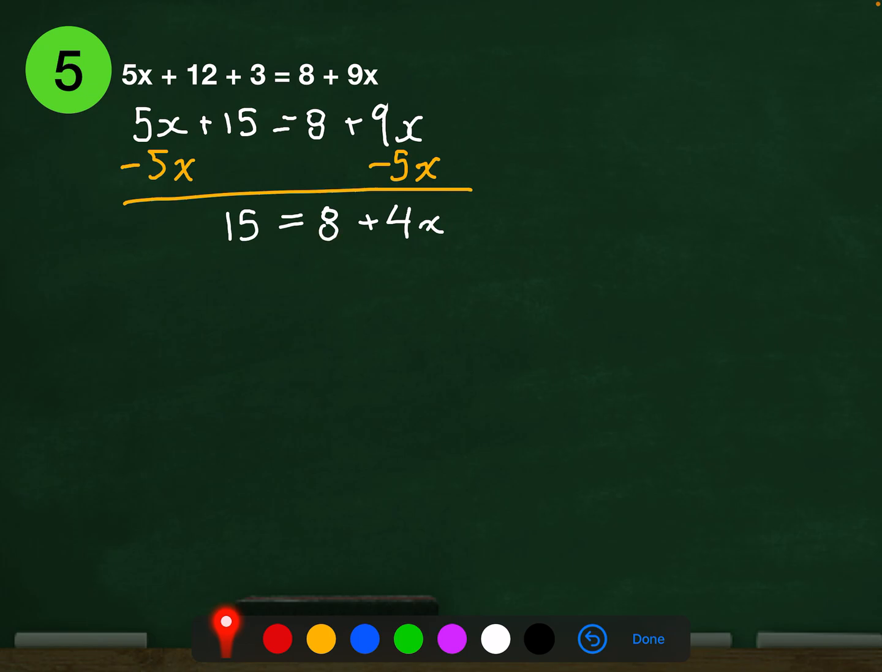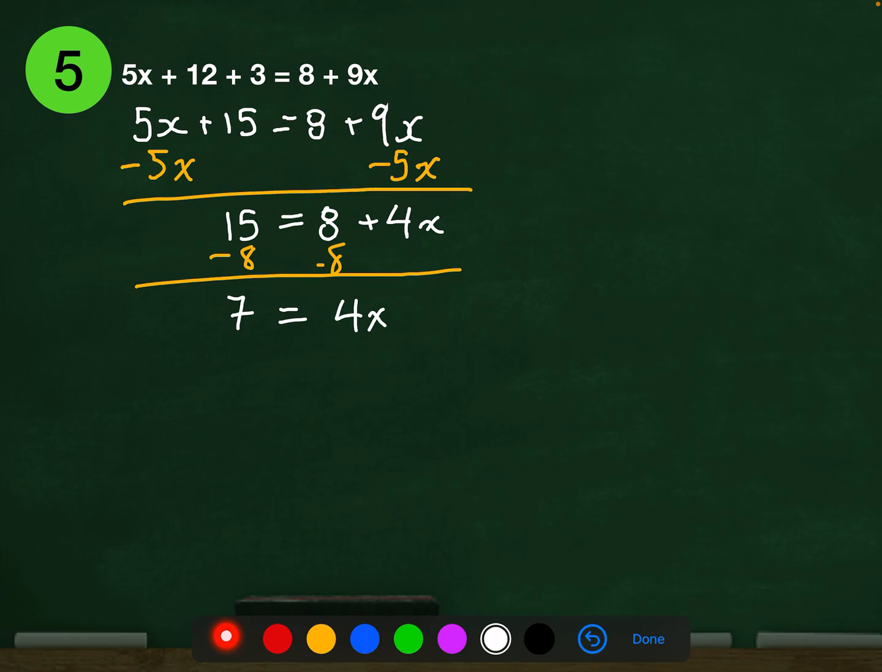So I've got to get rid of this 8. So I'm going to take away 8 from both sides. Keep it balanced. Keep it weighing the same. 15 minus 8, 7 now. So we're getting, again, lighter and lighter strings, but still equivalent. 8 minus 8 is 0, and we're left with 4 unknowns.